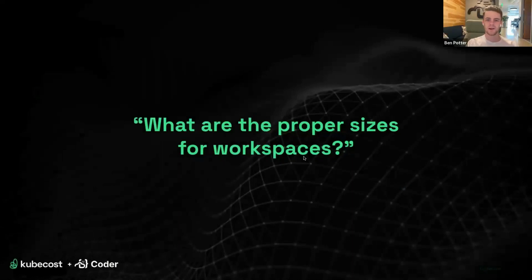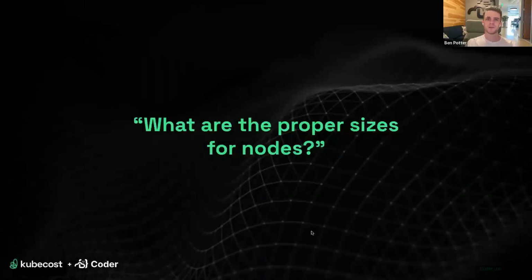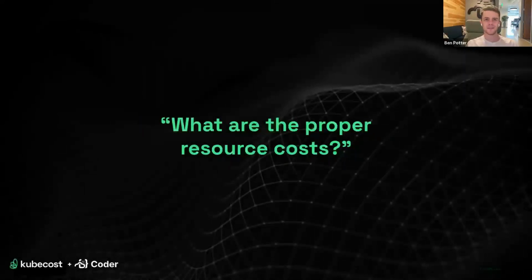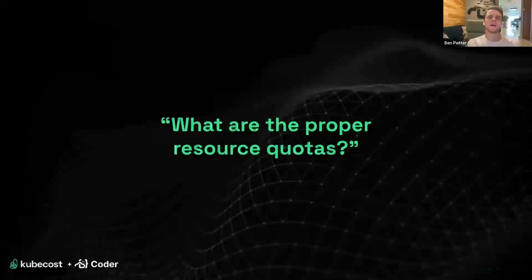And we're getting questions from our customers who are running these thousands of workspaces on how to control costs. So one question we would get is, what are the proper sizes for workspaces? Another question is, what are the proper sizes for nodes inside Coder? And the third is, what are the proper resource costs? So what should we actually be giving developers access to? You can let developers select CPU, but there has to be some lower bound and there has to be some upper bound for a workspace. And then finally, what's a good quota for developers?